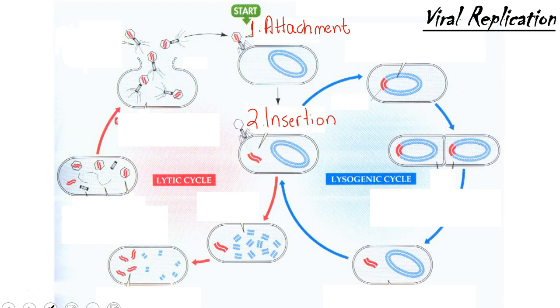Once that genetic material is inside the cell, it is used by the cell's ribosomes to make something called a restriction enzyme. Those restriction enzymes then digest or chop up the host cell's DNA. Now, why would a virus want to do this? There's a couple of reasons. One is that it frees up nucleotides for the virus to use in its own DNA and RNA.